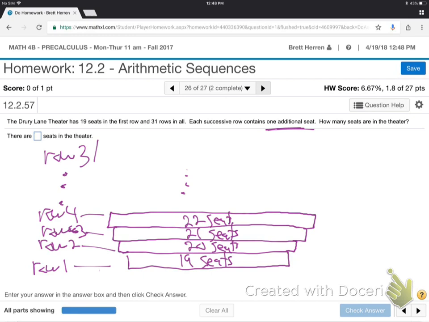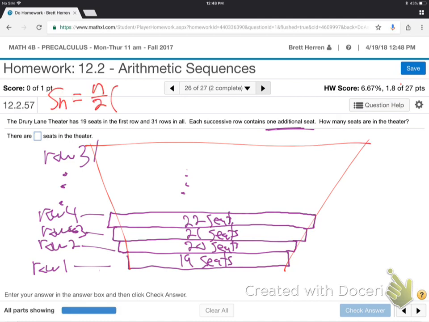All right. We got a minute. They want to know how many total seats in the theater. See, it's like a pyramid kind of setup, isn't it? A lot of stadiums and places are set up that way. So how do you figure out how many total seats in the theater? What formula would I use here to add up the total number of seats? Yeah, S sub n.